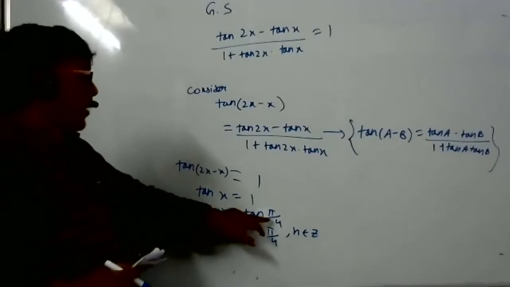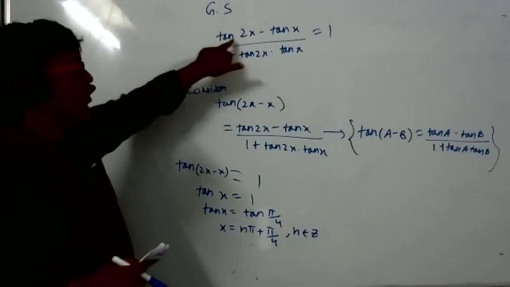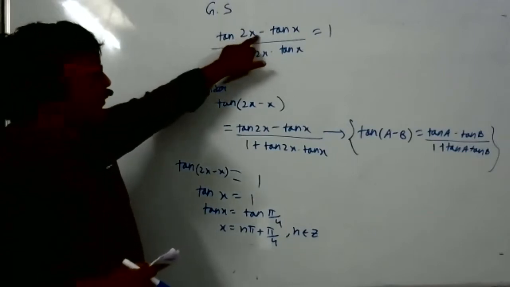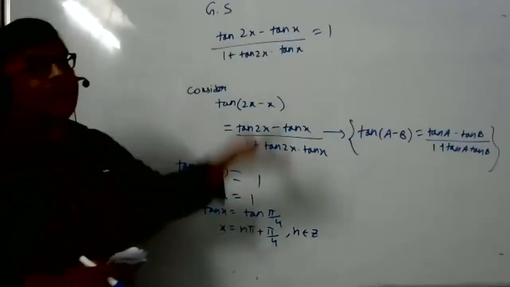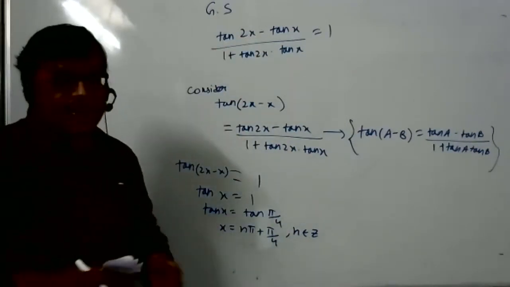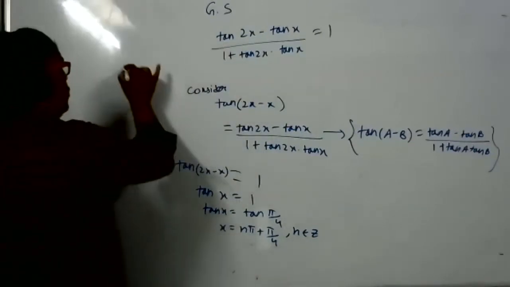Now the answer is what? Pi by 4. You substitute pi by 4 in the question. So what is the question? Tan 2x. So when in the place of x, you write pi by 4, what will tan 2x become? Tan pi by 2. All of you agree? See, in the question, one term is tan 2x.